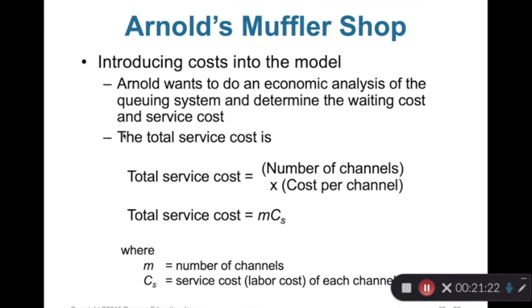Further, we can calculate the costs. So here we talk about some of the costs. We want to evaluate especially the cost, including the service cost and also the waiting cost. And then we want to determine the number of servers, or here we talk about the number of workers. Now let's look at the total service cost. The total service cost equals the number of channels times the cost per channel. So we use M times CS. Here M refers to the number of channels, CS refers to the service cost of each channel.